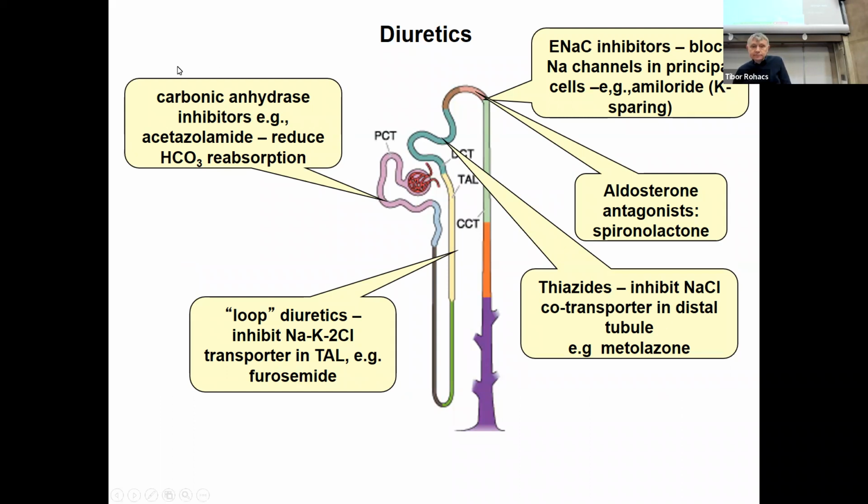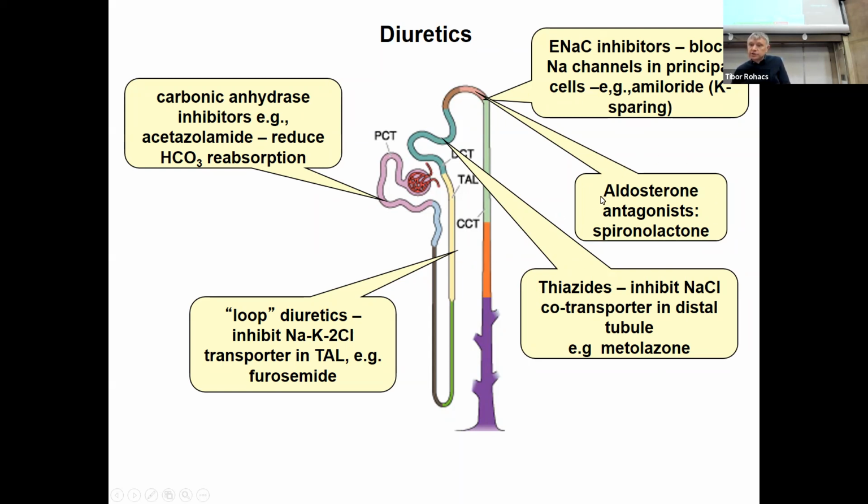And we're almost done. This is the summary of diuretics, as we discussed. Carbonic anhydrase enzyme inhibitors like acetazolamide reduce bicarb reabsorption together with sodium in the proximal tubule mainly. Loop diuretics inhibit the sodium potassium 2 chloride transporter in the thick ascending limb. Thiazides inhibit the sodium chloride cotransporter in the distal tubule, and ENaC inhibitors like amiloride block the ENaC channel in the late distal tubule and in the cortical collecting duct.